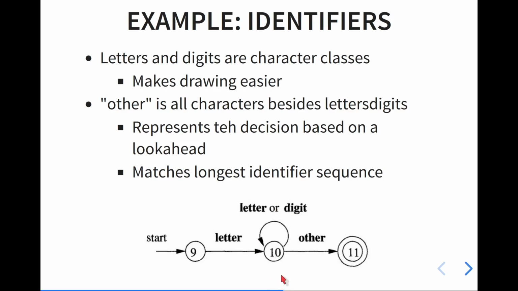10. What if we see another letter? What state do we transition to? 10. What if we see a billion letters? What state are we going to transition to? 10. Yeah, so this back edge here kind of looks like that Kleene closure. That's what represents this cycle in this diagram. And same if we see a digit.